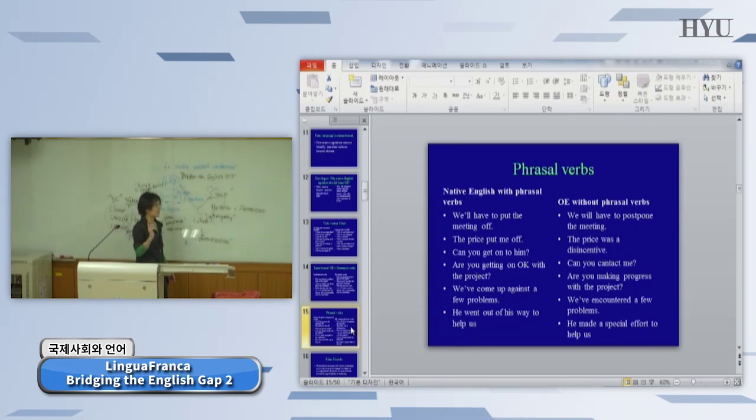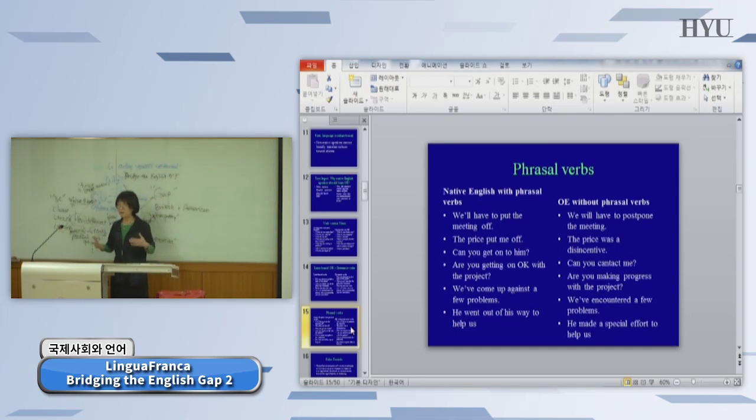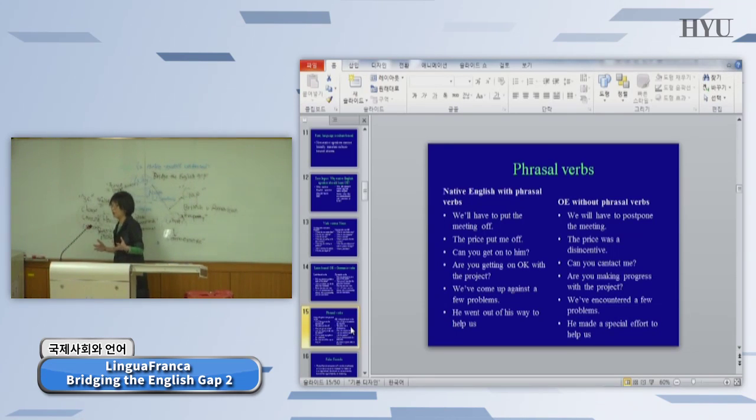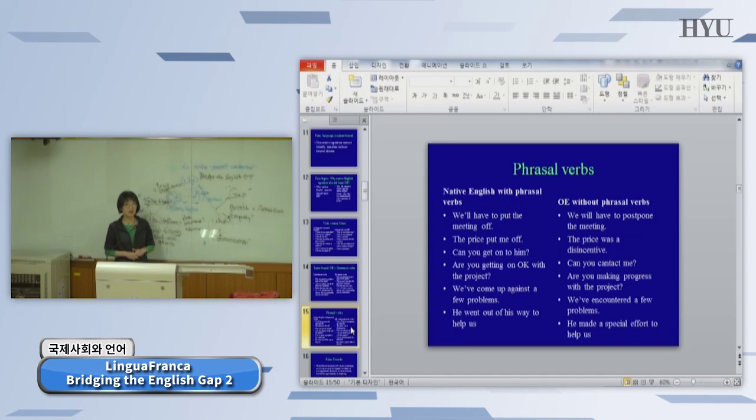So if Americans often use phrasal verbs, that's the way they make themselves misunderstood. It's very difficult for Korean English speakers to understand these phrasal verbs. So it would be better for native speakers to refrain from using phrasal verbs if they are communicating with non-native English speakers.